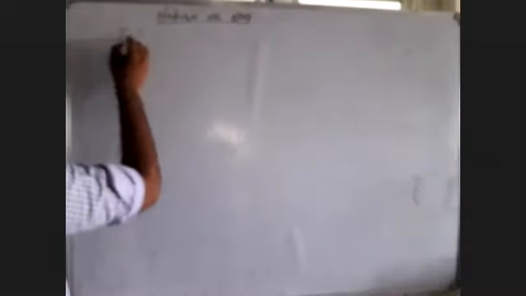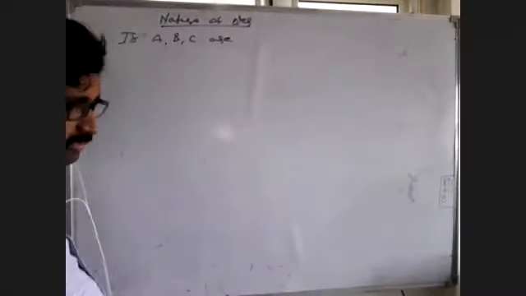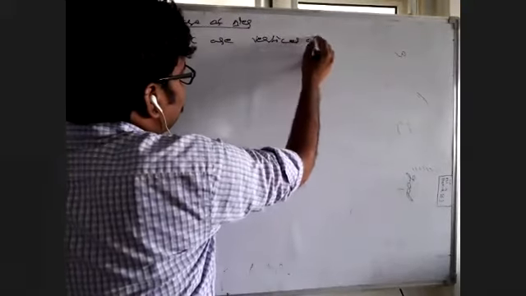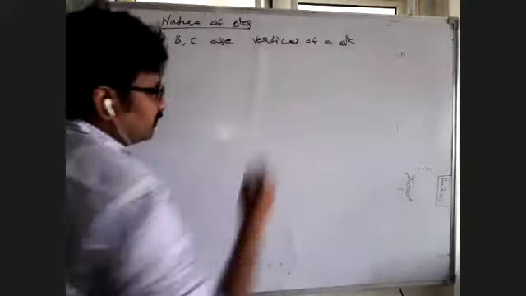Okay, so if A, B, C are vertices of a triangle, then the first classification depends on sides. Three types of triangles we have: equilateral, isosceles, scalene triangle.